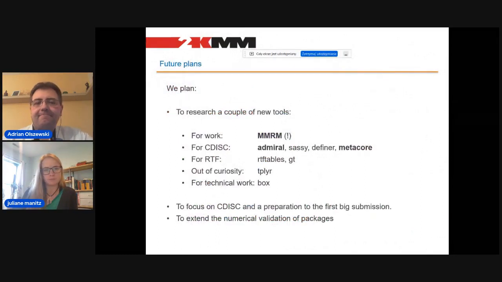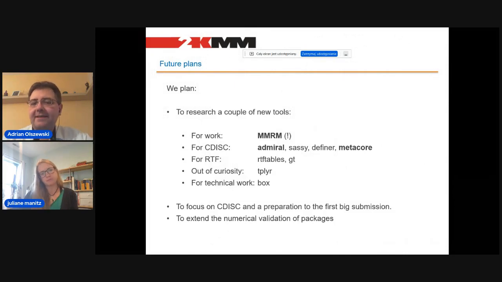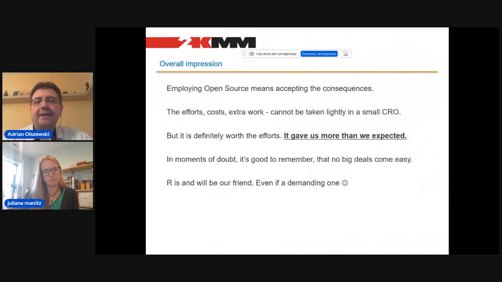Okay, our plans. We want to try some new packages that were also announced at this conference, like MMRM, and the new tools for CDISC like Admiral and Metacore, and focus more on CDISC because currently we don't use CDISC, as I said. The overall impression is that employing open source has its costs. It's very measurable.